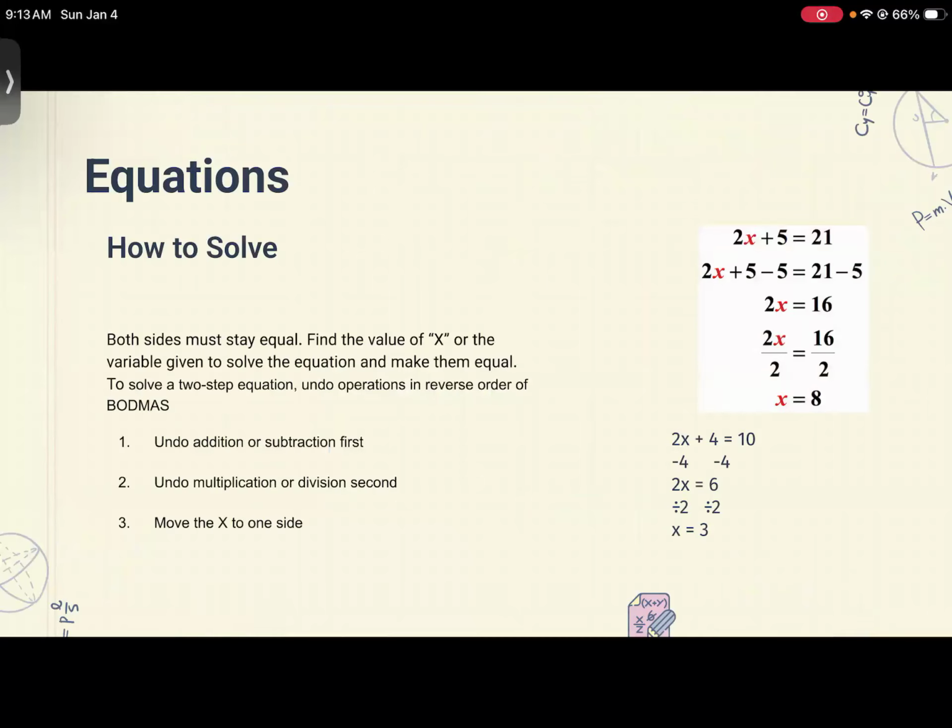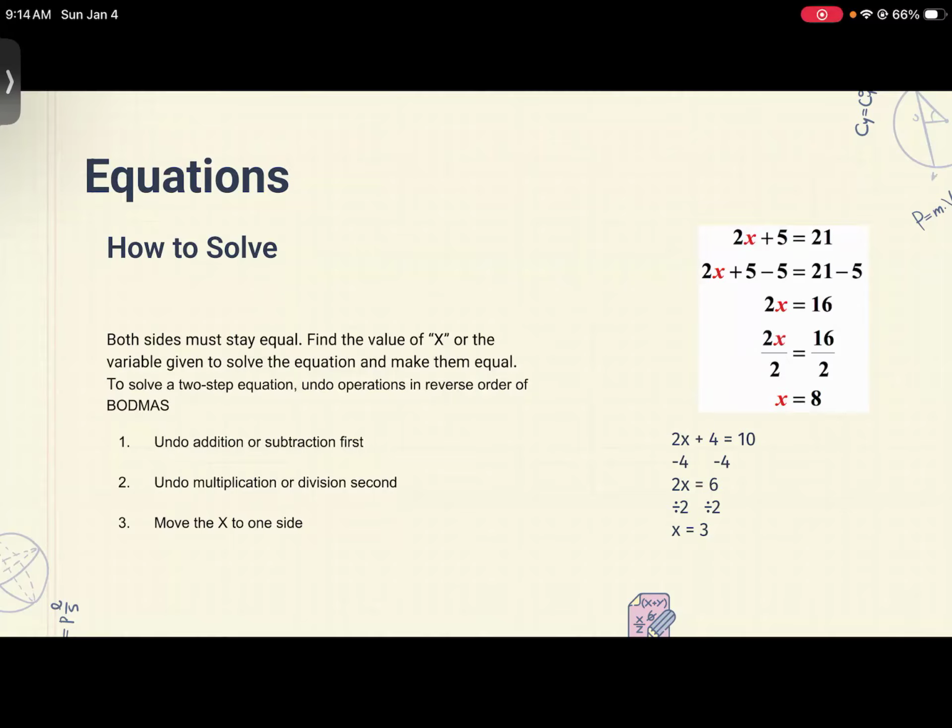Okay. So two-step equations, how to solve. So just like one-step equations, both sides must stay equal, and the goal is to find the value of the x, of the variable given, to make it equal. So to solve two-step equations, there are 3 main steps. First, you need to undo addition or subtraction first, and then you undo multiplication or division, and then move x to one side. So you want to undo the operations in reverse order of BODMAS. Think of it like that.